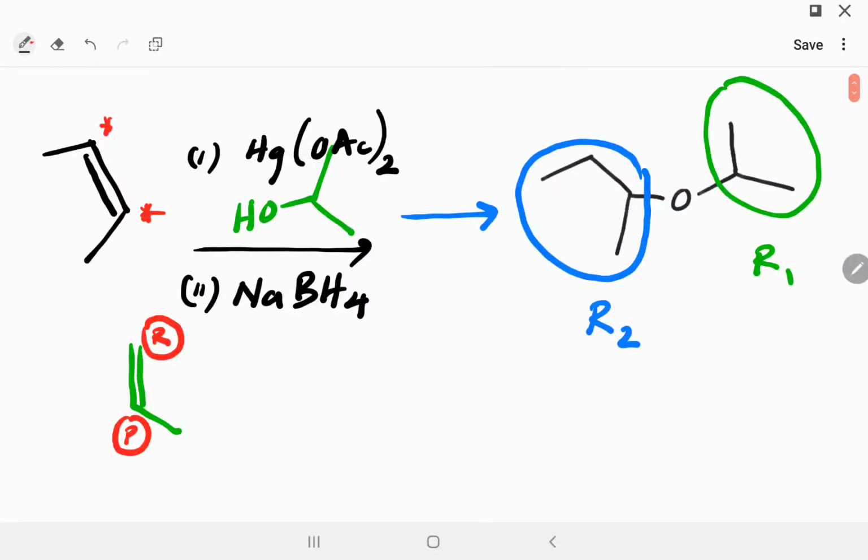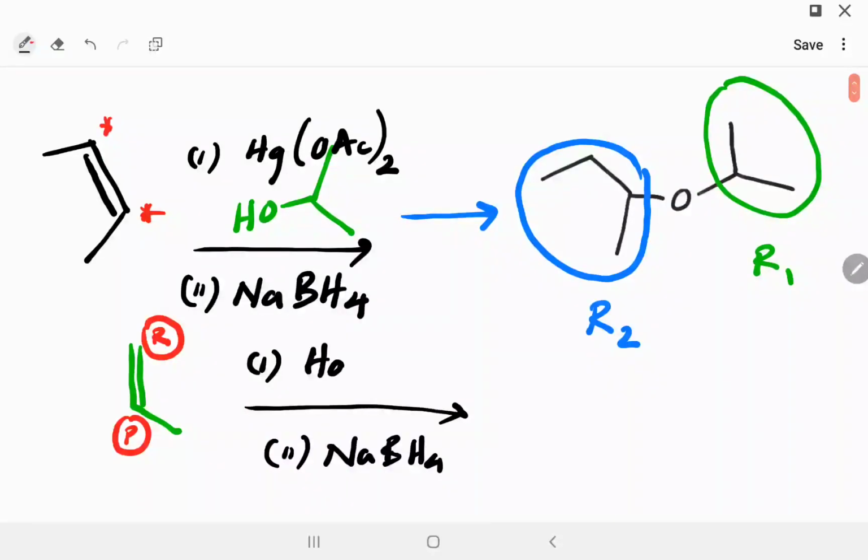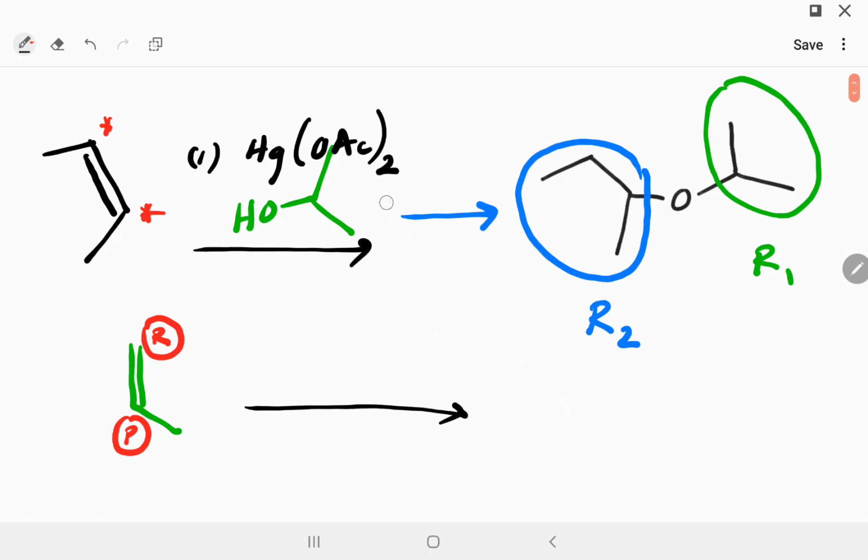Yes, so the alcohol will provide the other R group, right? All the other details are the same. The second step needs sodium borohydride, and the first step also needs mercuric acetate. And then what is the alcohol that you need for the first step? I'm going to erase all these common reagents so that I can have some space to write the material that I need.